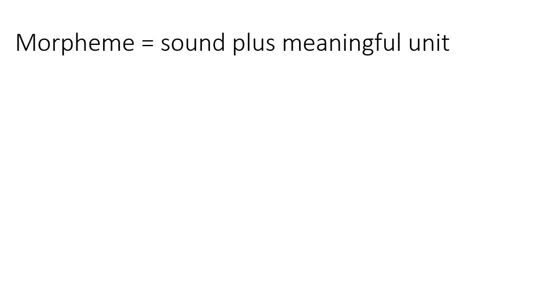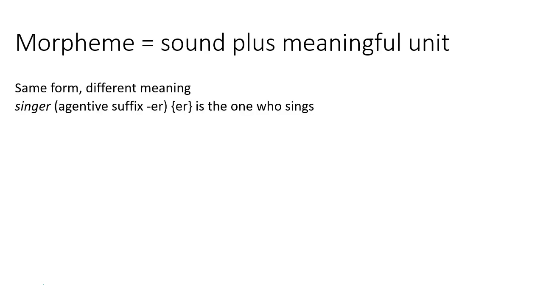So a morpheme then is a sound plus a meaningful unit in spoken language. Of course, in sign language, it will be a gesture, which pertains to a fixed set of meanings. We can have morphemes that take the same form but have a different meaning, and let me show you what I mean. So if we look at singer, in singer we've got two morphemes. We've got sing, and we've also got what we call the agentive suffix.